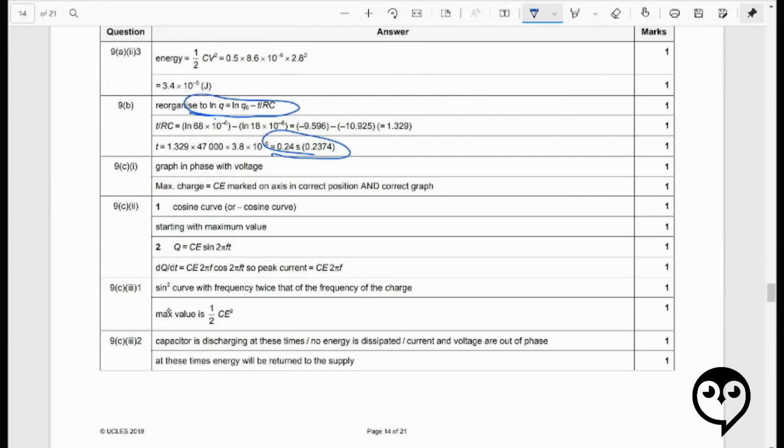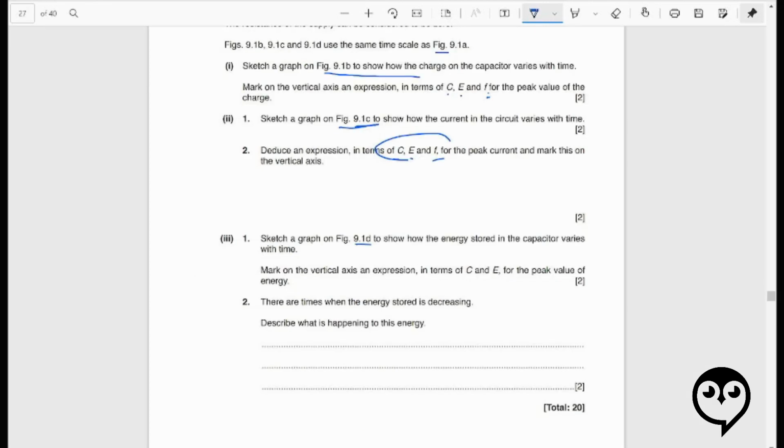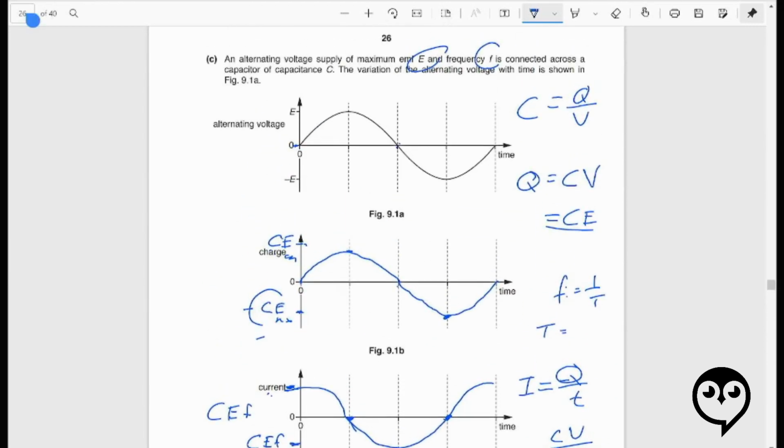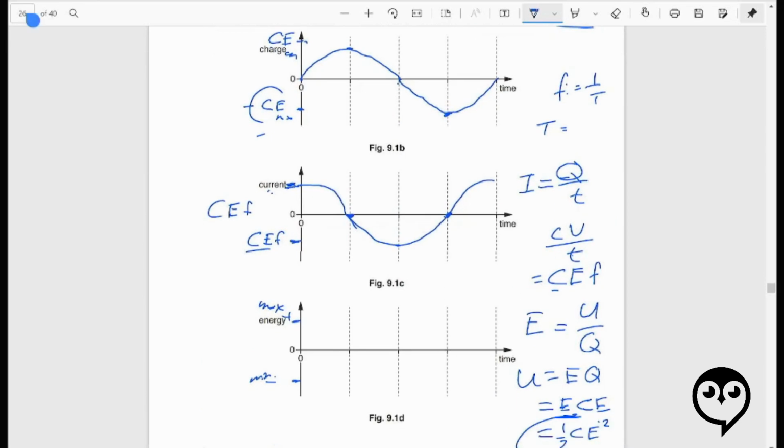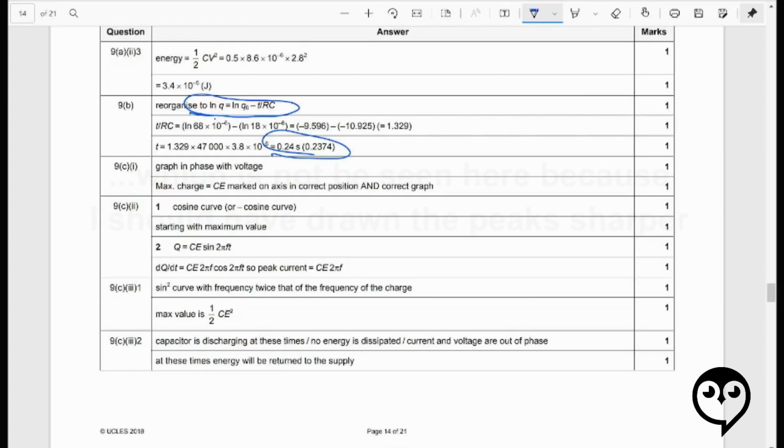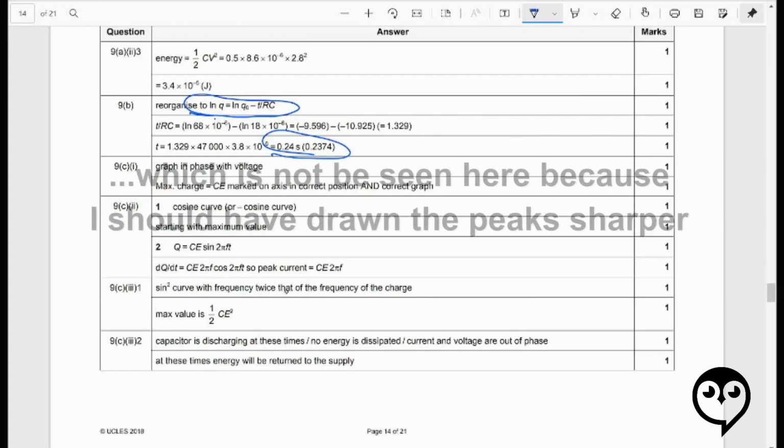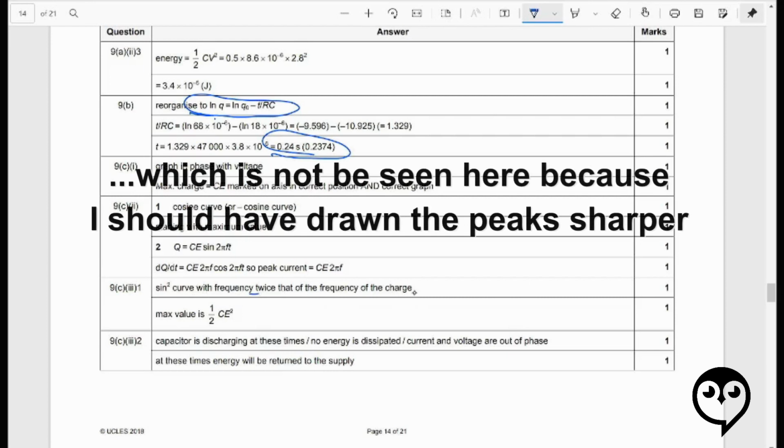Right. So it's a sine squared curve. Yeah. So it's proportional to this, right? But it's that potential value squared. So when you square a sine graph, it becomes sharper, doesn't it? Kind of peaks go up. So the frequency is twice that of the frequency of the charge is what they say.